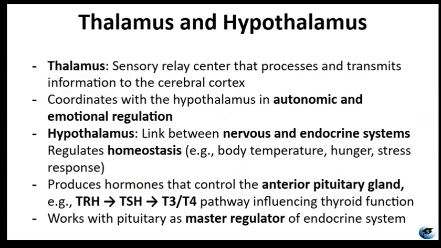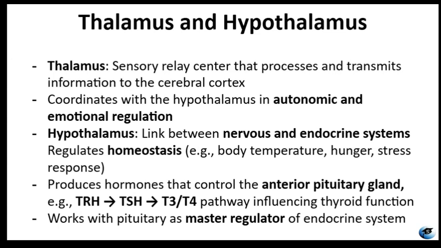Let's look some more at the thalamus and hypothalamus. The thalamus serves as the brain's main sensory relay center. It processes incoming sensory information and transmits it to the cerebral cortex for interpretation. Beyond this role, the thalamus also works closely with the hypothalamus to help regulate autonomic functions and emotional responses. The hypothalamus is a critical link between the nervous and endocrine systems because it plays a key role in maintaining the body's internal balance, otherwise known as homeostasis, by regulating functions such as temperature, hunger, and stress response.